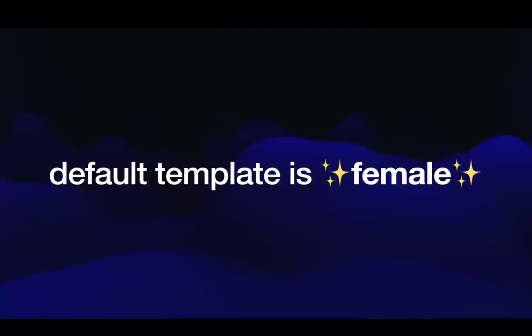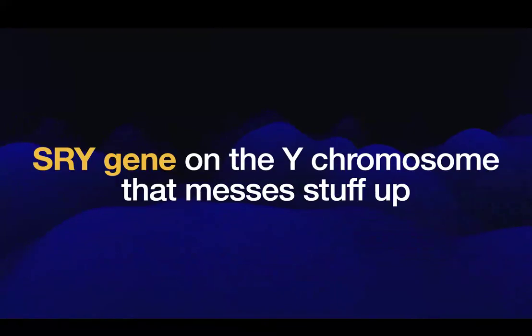Now, the whole topic of sex differentiation is how does that developing embryo become a male or a female? One important note to keep in mind is that the default template is female. In fact, it is the introduction of that SRY gene on that Y chromosome that kind of messes stuff up, and then you end up with a guy. But in the absence of that SRY gene, the default template is always going to be female.